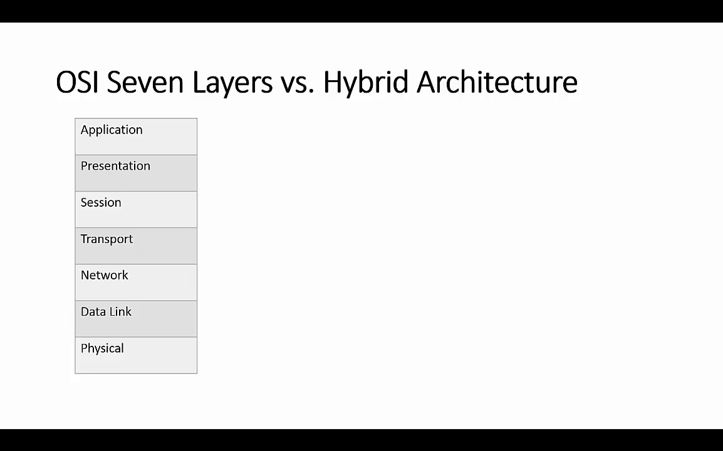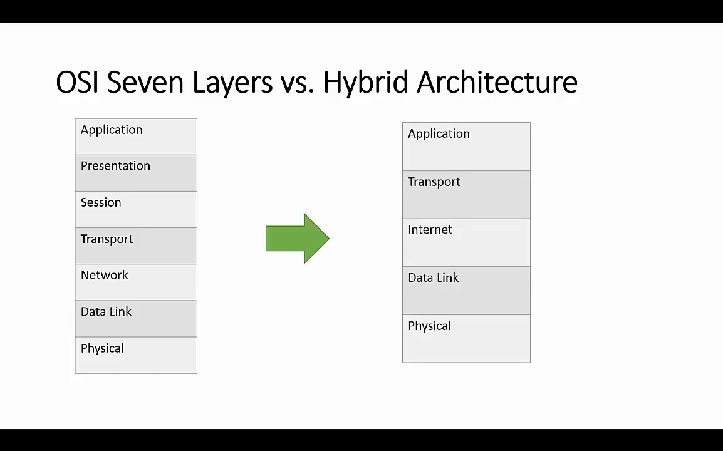In reality, what happened was this model got abbreviated into a more realistic 5-layer model or architecture called the hybrid TCP/IP OSI architecture. So now the modern network architecture being used today to deliver network messages is this hybrid architecture, which consists of 5 layers: application, transport, internet, data link, and physical. And we'll be looking at each of these layers in the remaining lesson.